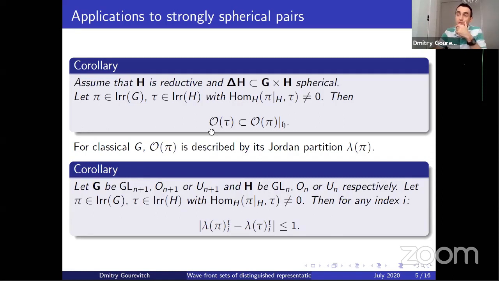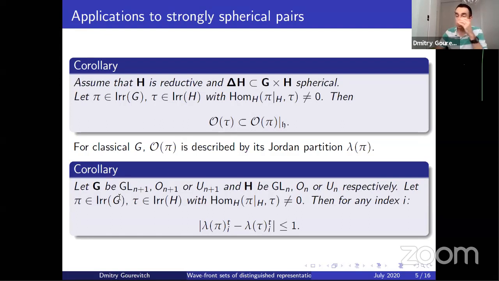So we can make it explicit for classical groups. For classical groups, the nilpotent orbits are described by a Jordan form of the matrix. So the Jordan form gives you a partition of n. I will denote this partition by lambda of pi. And this condition can be explicated in terms of partitions in the following way.